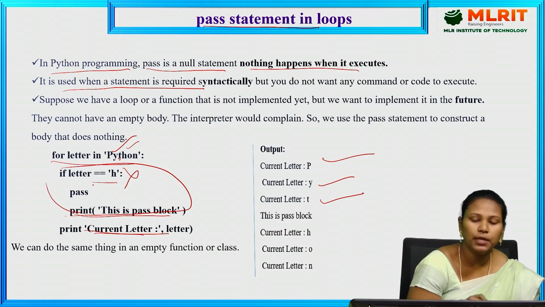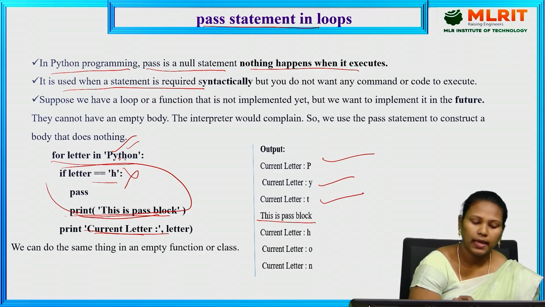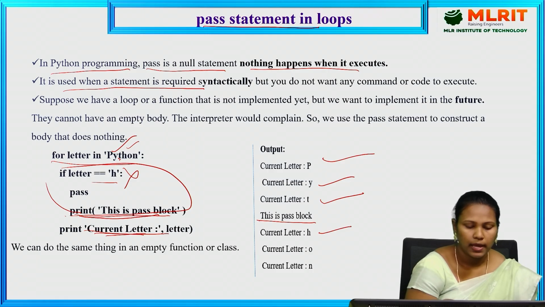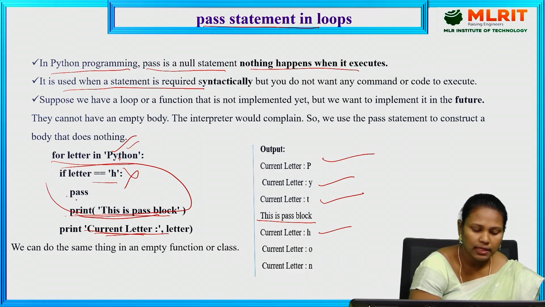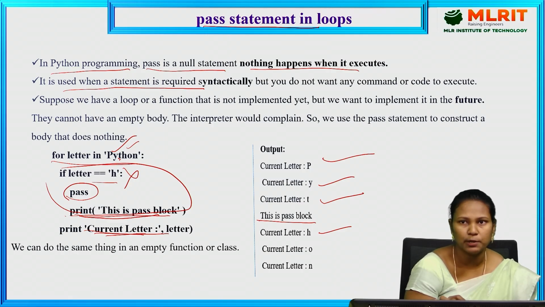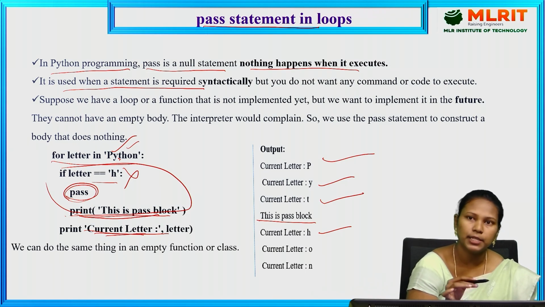So it executes the pass block, meaning this is the pass block. Again it prints the current letter is h. If the condition is true, it goes to that if block only. Pass is used when you want to execute the if block and there are no statements in the if block. We use pass, meaning it does not give any error. It executes the if block without giving any errors.